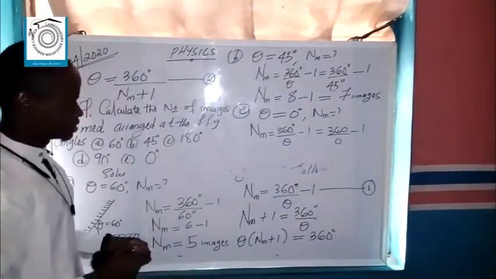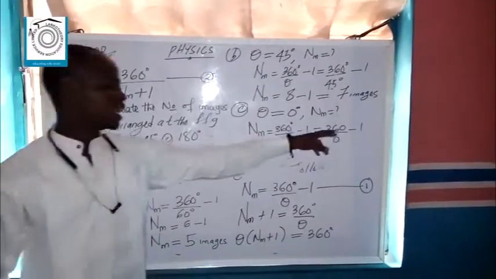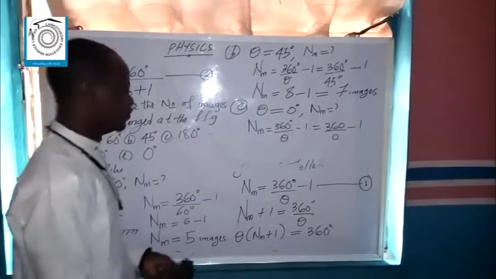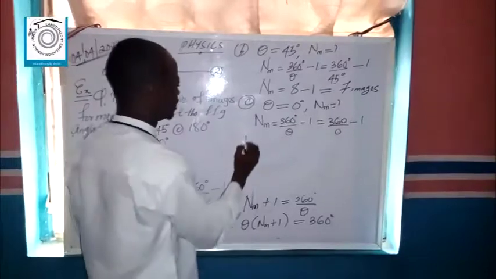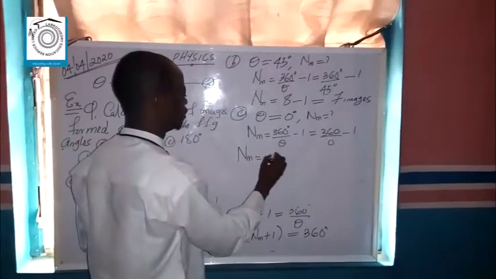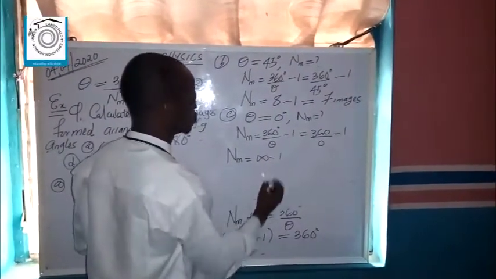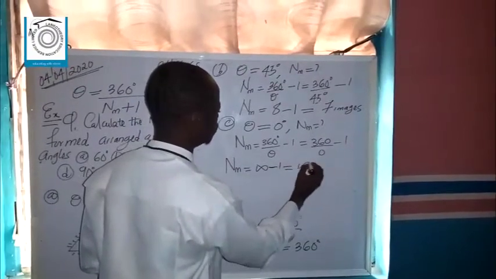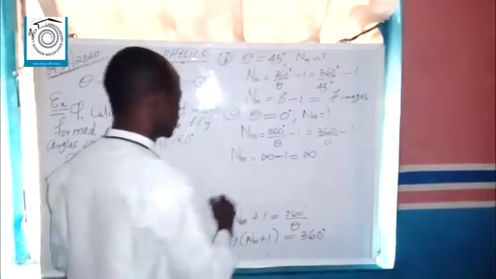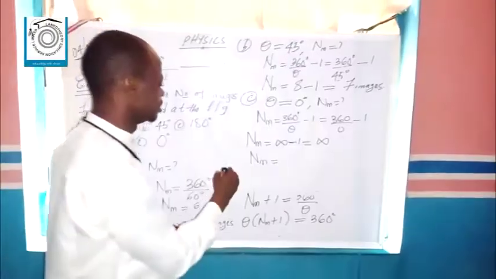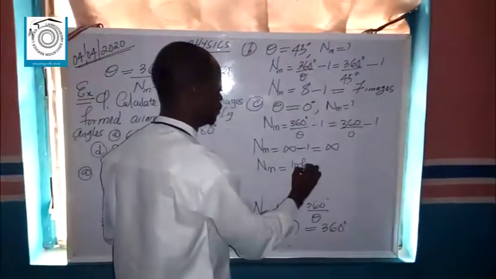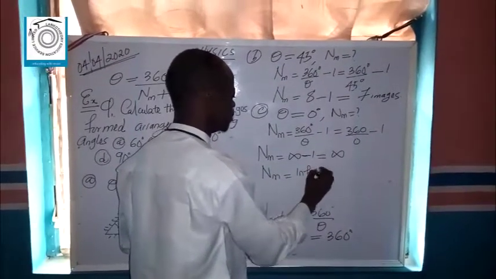Note that in mathematics, if you have any number upon 0, we call it infinity. So 360 divided by 0, we call infinity. This is N equal to infinity, denoted by the symbol, minus 1. And infinity minus any number will still remain infinity. That's why we say that when two mirrors are at an angle of 0 degrees, we have infinity images, which always occurs in the barber shop.